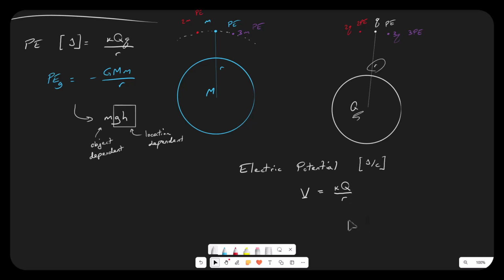It is also a scalar quantity. So if I have a particle here and a particle here, and I want the electric potential here, Q1, Q2, r1, r2, my electric potential is just going to be k Q1 over r1 plus k Q2 over r2. If my Q is negative, then I have a negative potential, and that's not a big deal. That's completely fine.